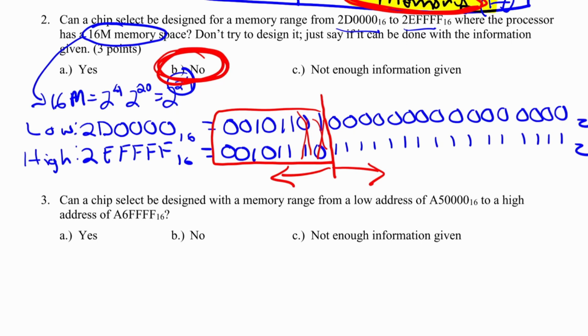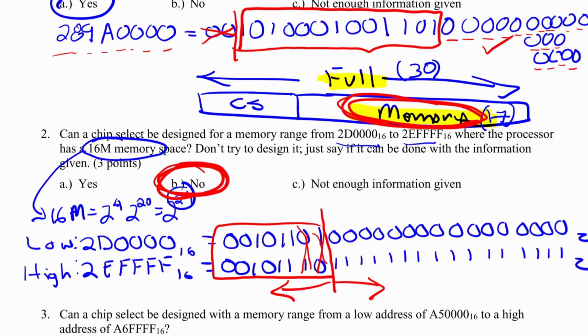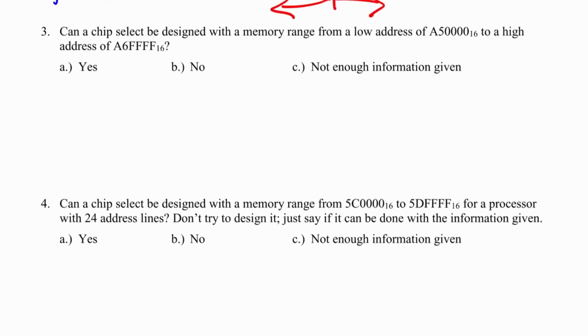All right. So granted, we had 2 of the pieces. We had the number of bits going to the full address, and we had the number of bits going to the memory device. The problem is we didn't have a consistent number of bits going to the chip select. Let's try problem number 3.